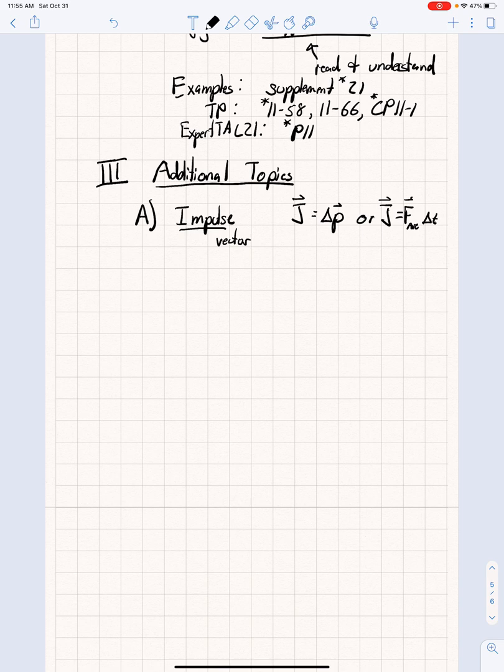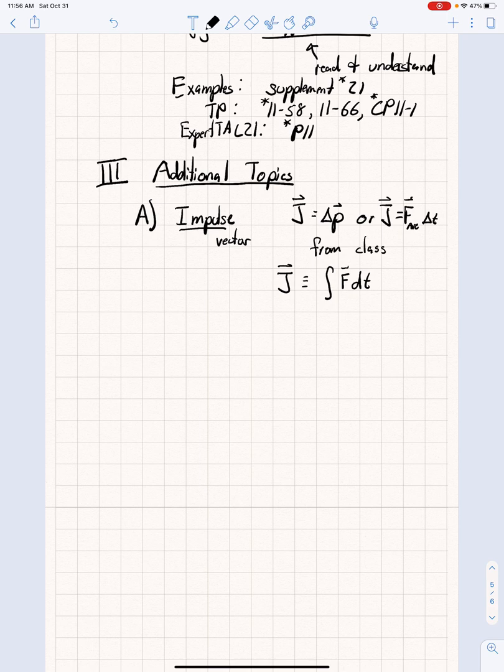Now, if you're in my class, I gave you a third equation that I want to make sure you remember and use when solving impulse problems. And that is really the definition of impulse, which is defined as the integral of a force over time. So when I integrate my force over time, that gives me my impulse.